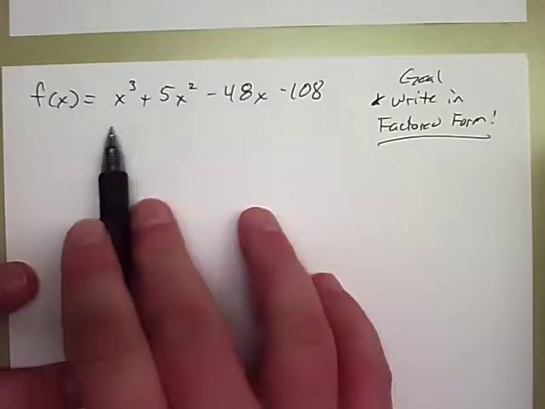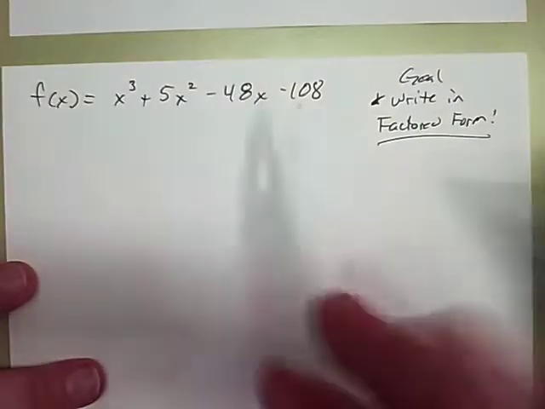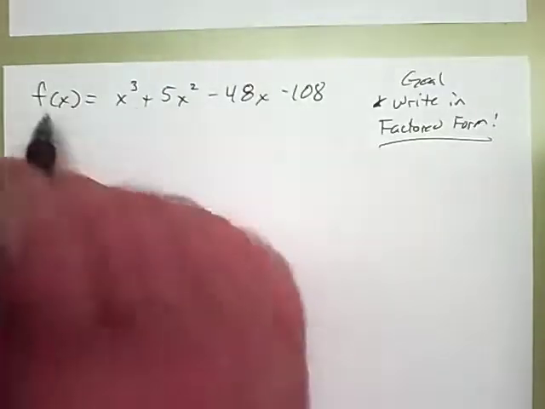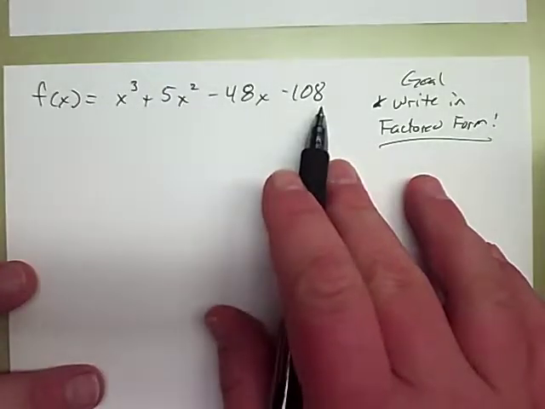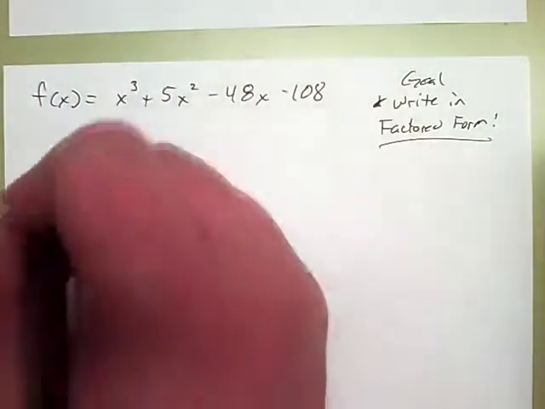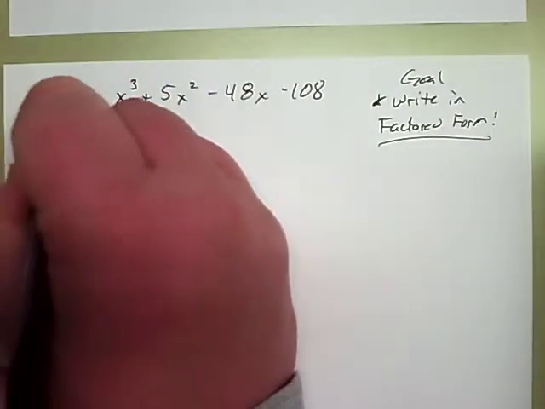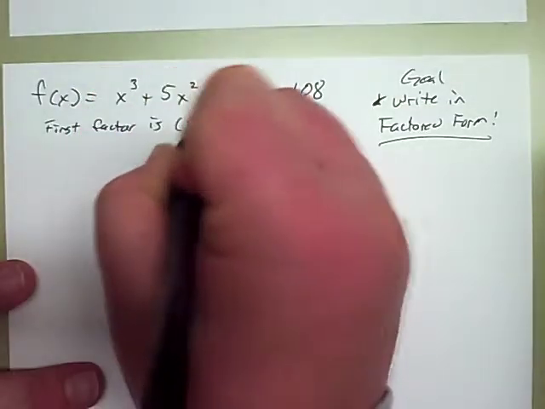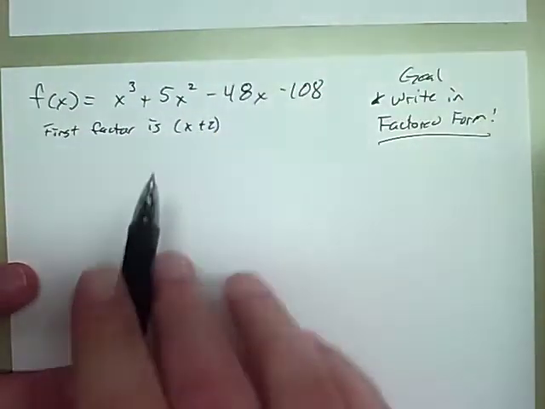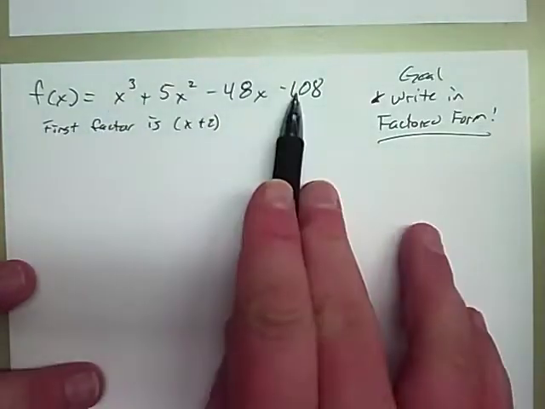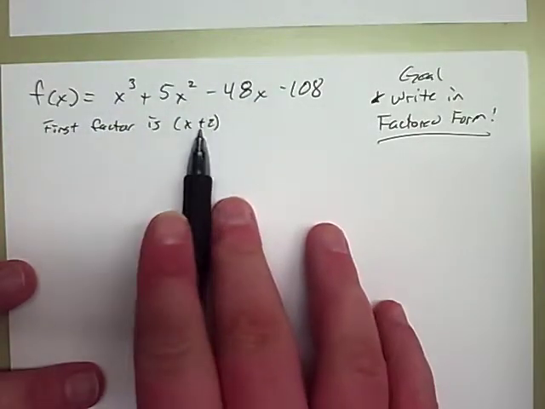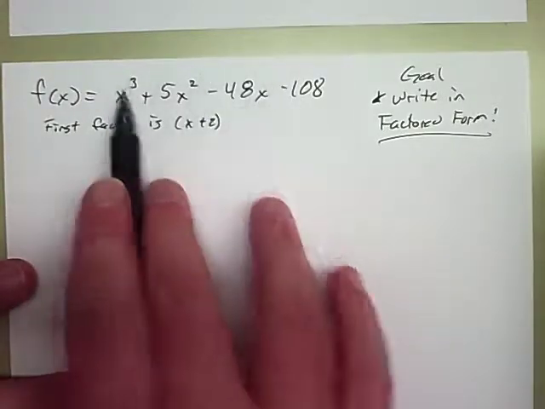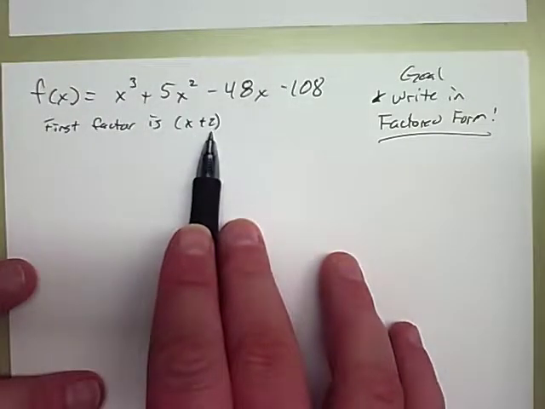So my goal then is to get all the factors. Let's say we're given this function, and let's say our first factor is x plus 2. So they tell us, here's the polynomial function, and we have a factor of x plus 2. All right, so essentially, I want to take this and divide it by x plus 2.